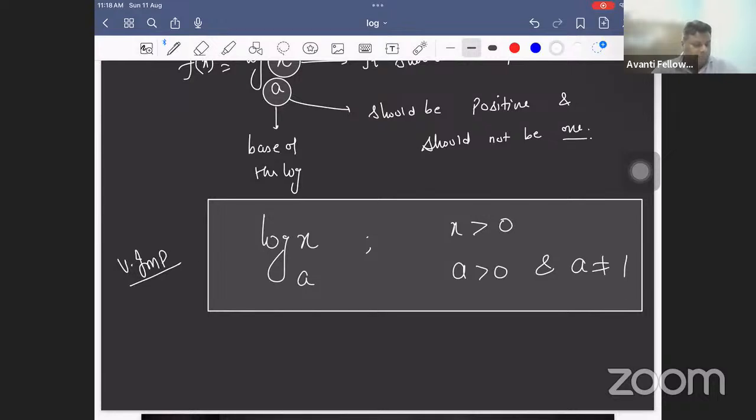Note it down. Again, I'll explain. This log function is only defined if the component of log x is greater than 0. This base should be greater than 0. And this base should not be 1. See, we have logic for everything. But right now, we do not have enough time to explain everything. You just remember this thing. Got it?